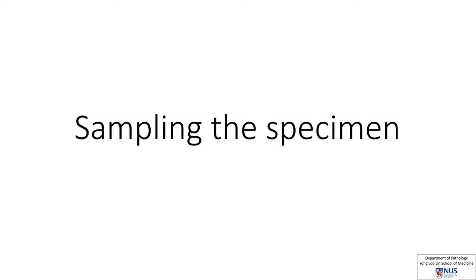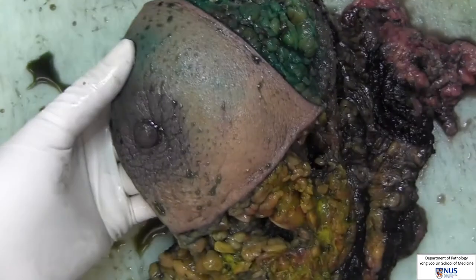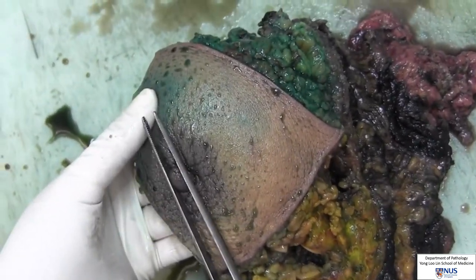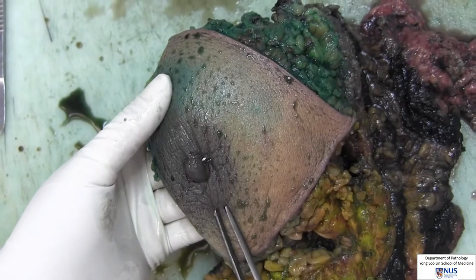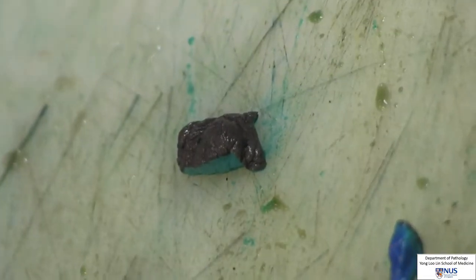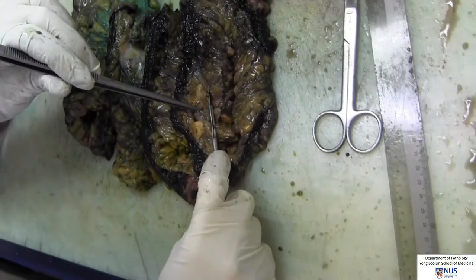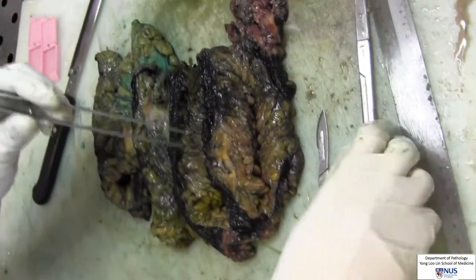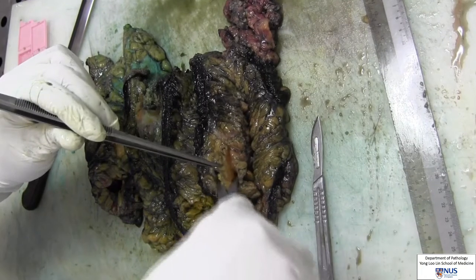We move on to sampling of the breast specimen. The benign regions will be sampled first before the tumor to avoid contamination of benign tissues with residual malignant tissues from the instruments. We will sample the nipple to assess for Paget's disease. We then proceed to sample normal breast tissue from quadrants of the breast uninvolved by the tumor.